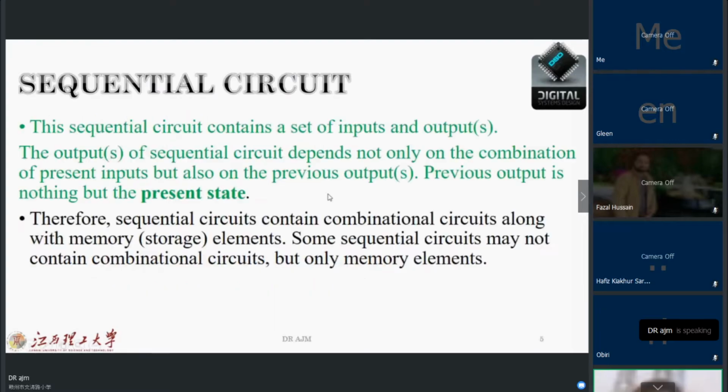If I want to introduce the sequential circuit, I can say that it contains a set of inputs and outputs. And the output of sequential circuits depends not only on the combination of present inputs, but it also depends on the previous output, which is nothing but the present state.